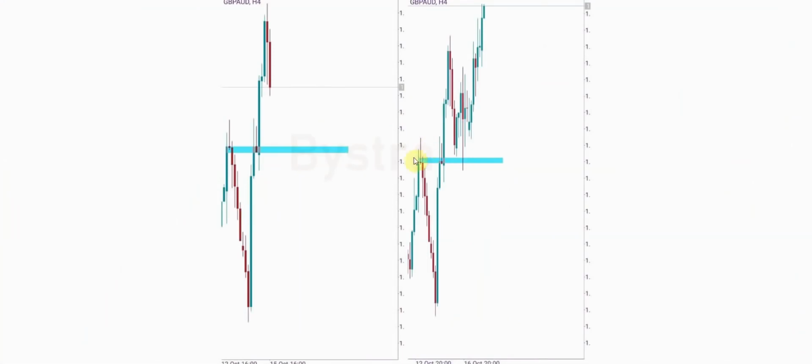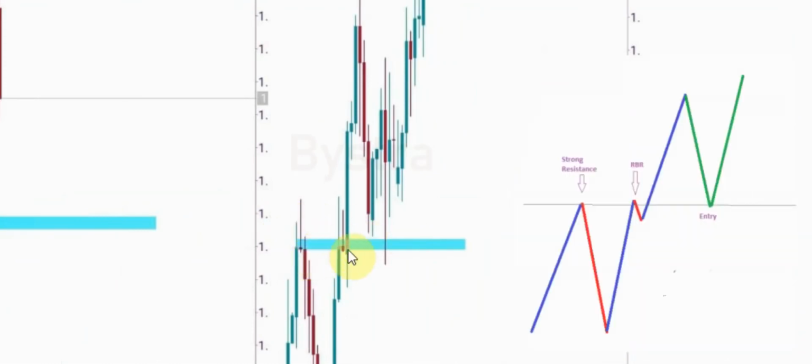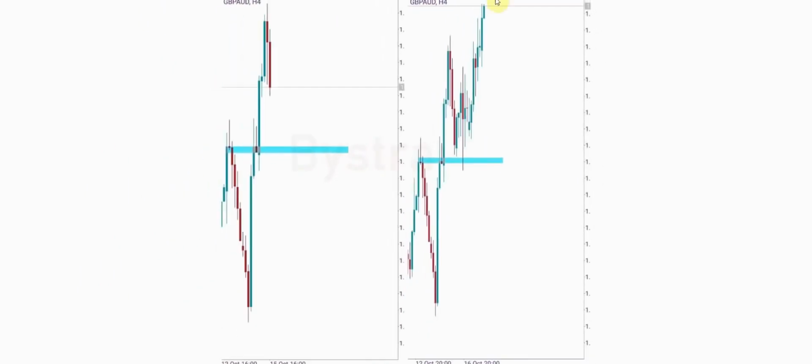Same here. We have a wick here, but you can see price isn't even interested in retracing to the wick. Price came back to the strong resistance in the same line with the rally-based rally and continued flying.